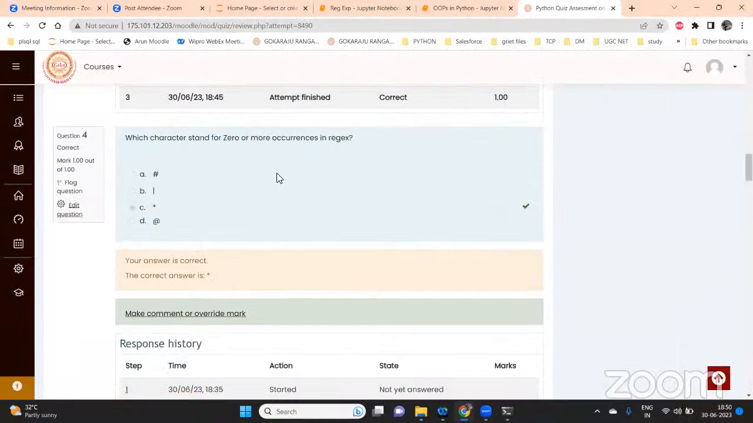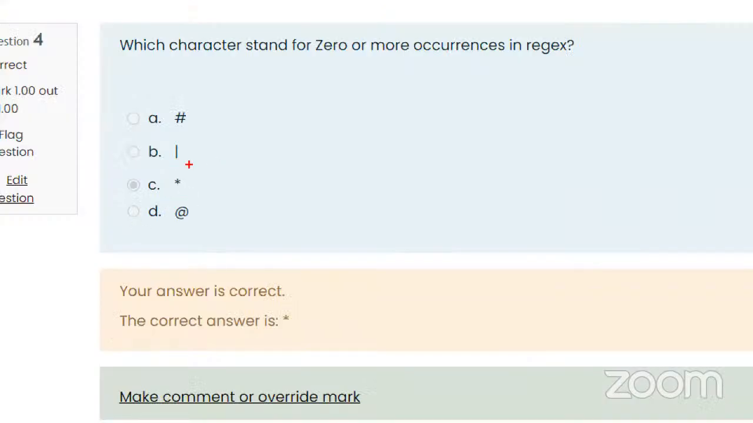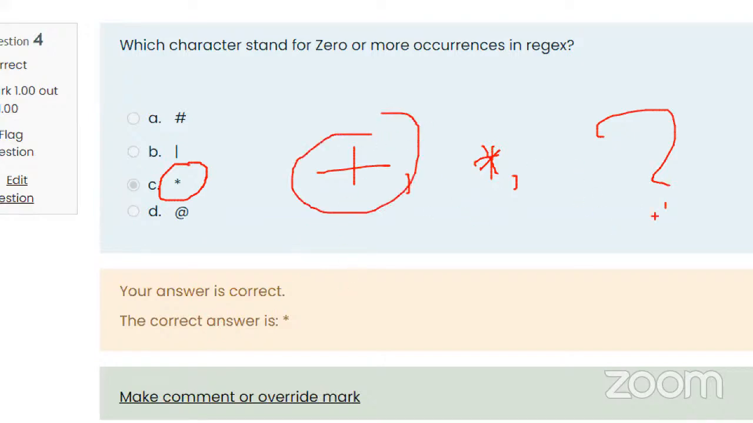Which character stands for 0 or more occurrences? So star, right? There are three symbols I told you, very important: plus, star, and question mark. Star matches 0 or more occurrences. What about plus? 1 or more occurrences. Question mark, 0 or 1 occurrences.